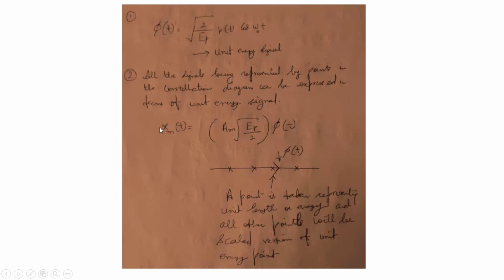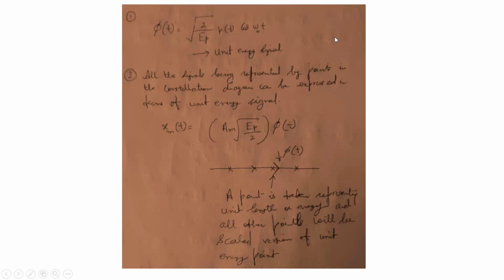Now I can define xm(t) in terms of phi t like this: xm(t) will be equal to am square root of Ep by 2 phi t. What is my phi t? If I substitute phi t here, it is square root of 2 by Ep times p(t) cos omega0 t, and if you solve it, you will find that xm(t) comes out to be this only. So I have defined a unit energy signal phi t, and I am trying to express all the signals in 4 PAM, or in general for M-ary PAM, in terms of the phi t signal, right?